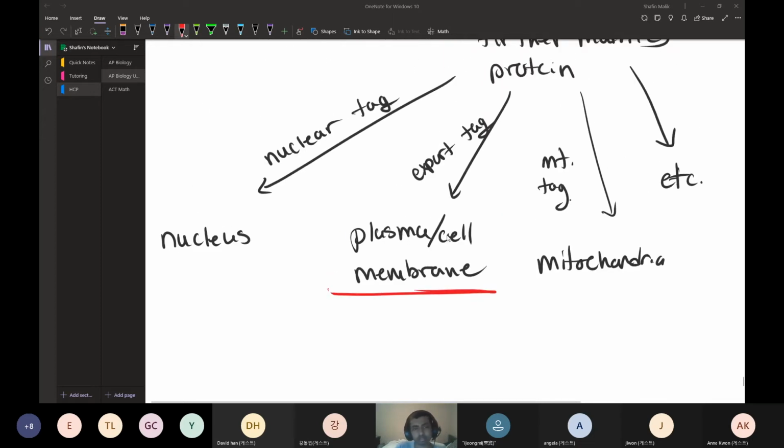But there's one for the plasma membrane. It is called CLK1 and CLK2. CLK1 takes it straight to the plasma membrane. CLK2, the tag, takes it to the plasma membrane and then outside the cell. But CLK1 causes it to stay attached at the membrane.